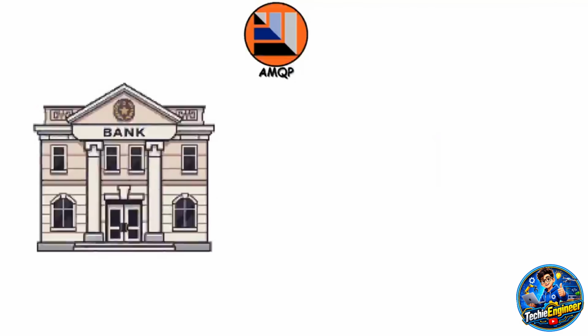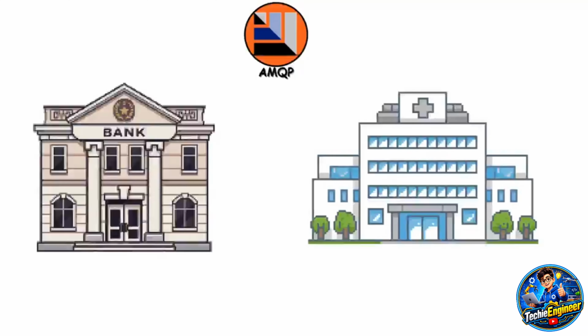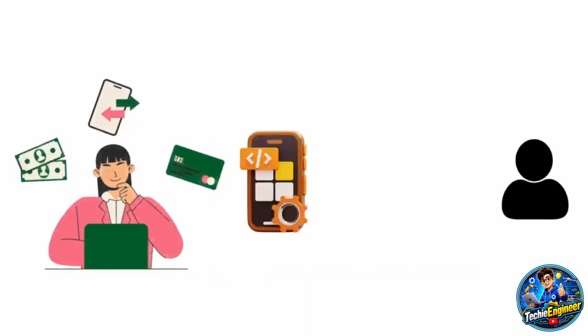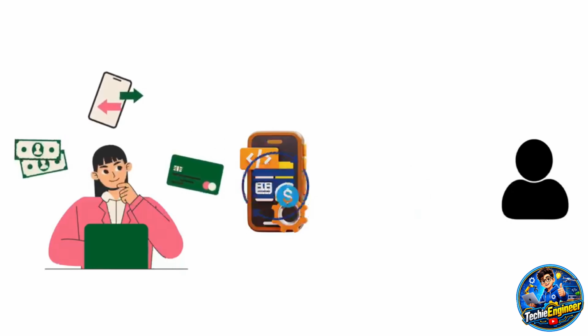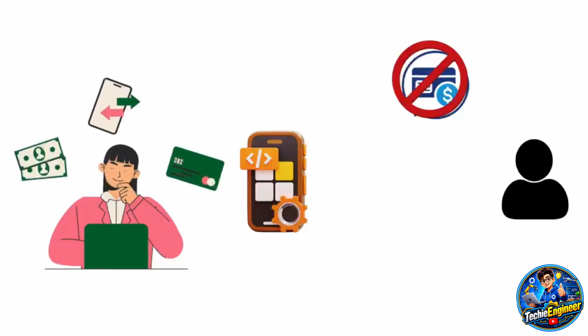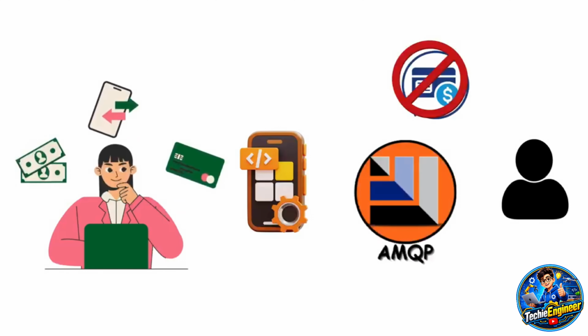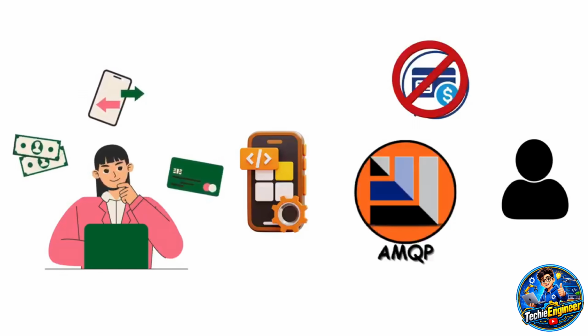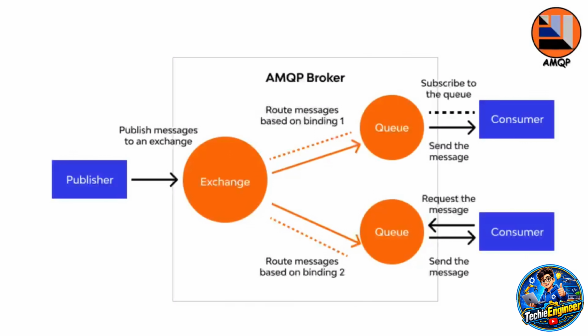This is what banks use, what healthcare systems use, anywhere where losing a message could cost millions of dollars. Suppose you're processing a payment. You absolutely cannot afford to have that message get lost in the ether. AMQP ensures it gets delivered, and if something goes wrong, you know about it immediately. You can even group multiple operations into a transaction so they all succeed or all fail together.